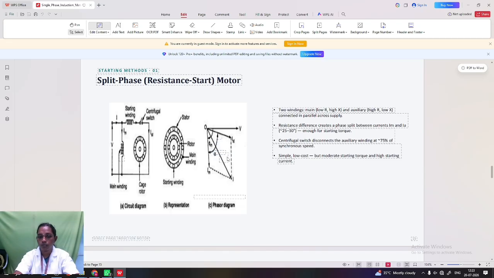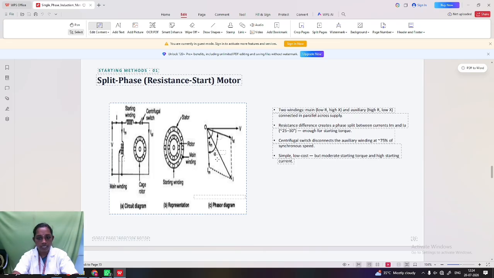If alpha is lower, lower starting torque will be produced. If alpha is higher, higher starting torque will be produced. Normally alpha ranges between 25 to 30 degrees, which is enough for starting torque. That alpha value is enough for creating the starting torque.